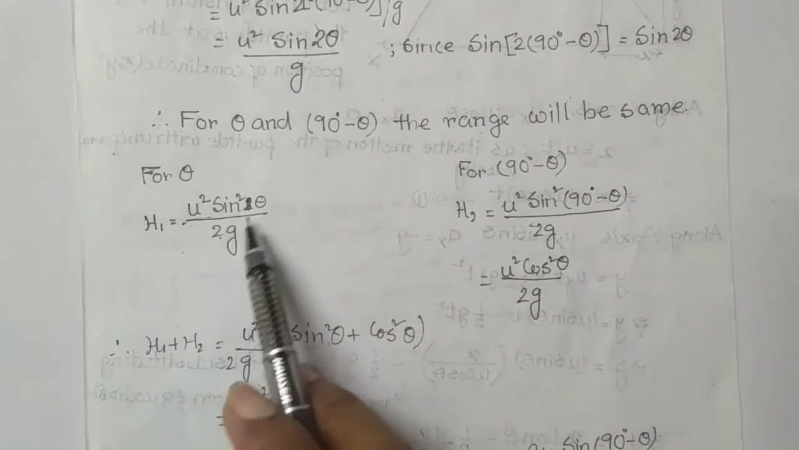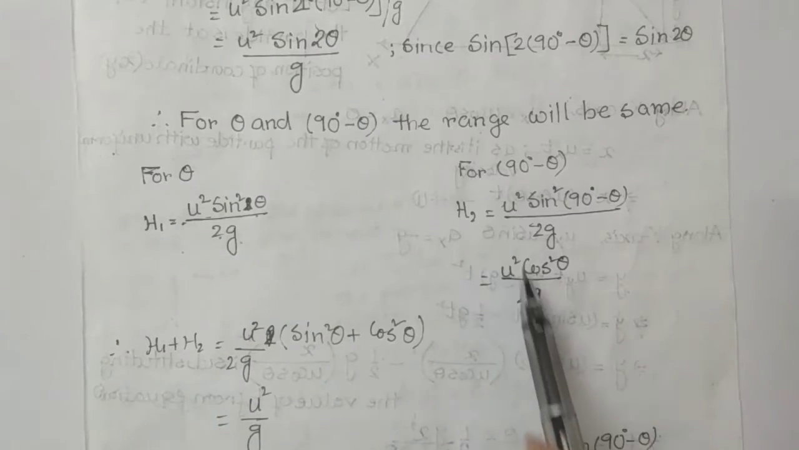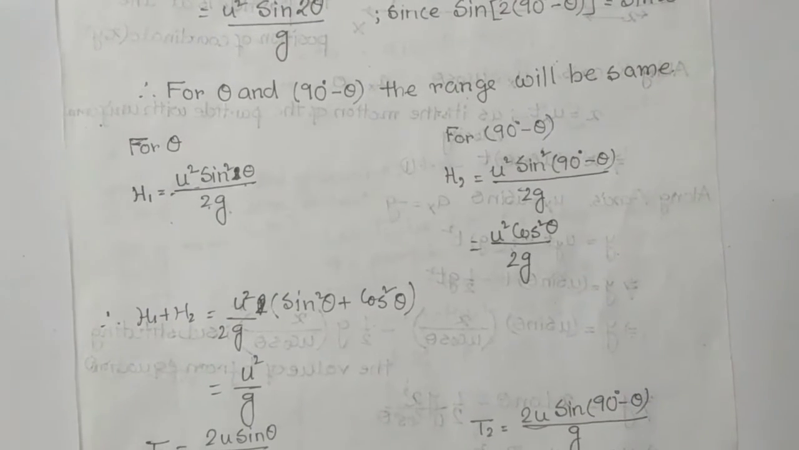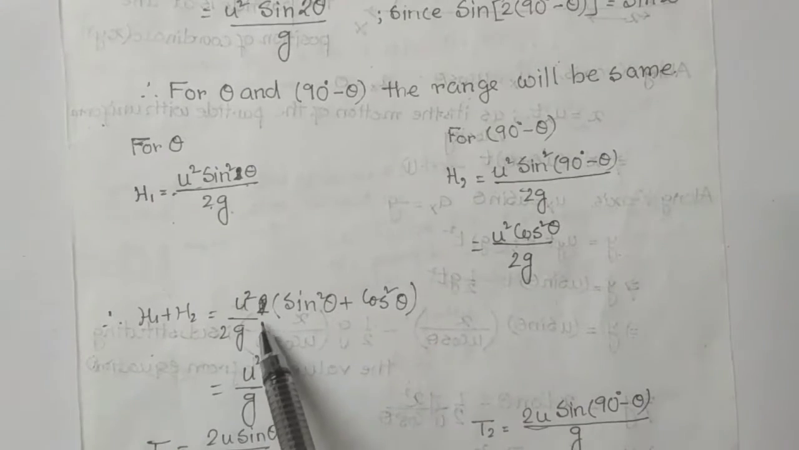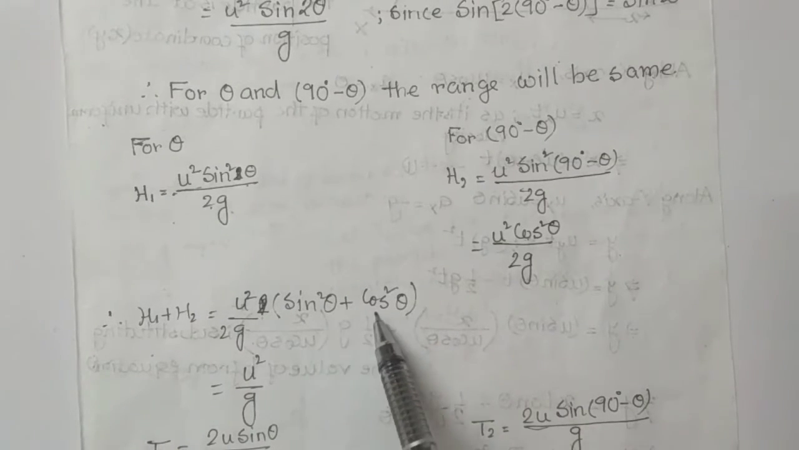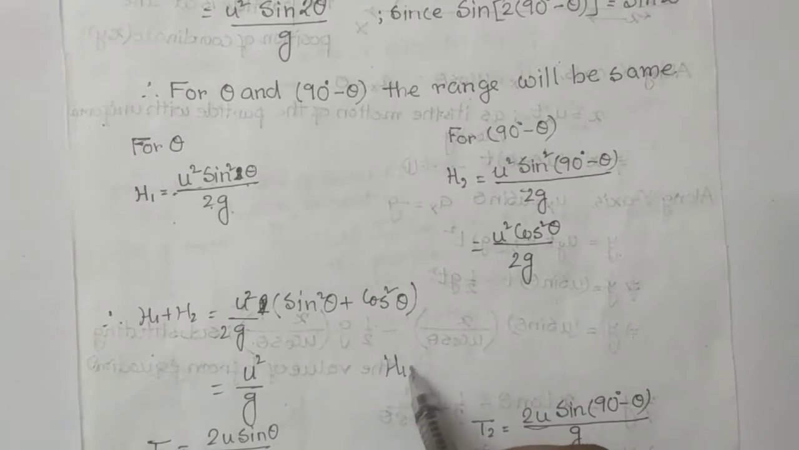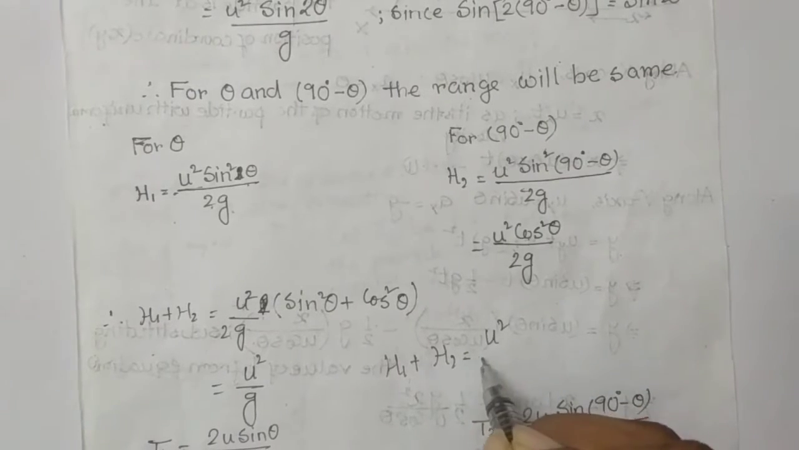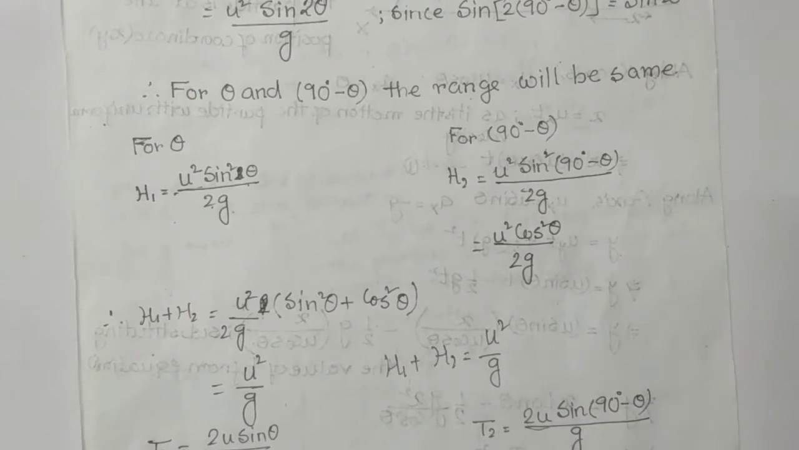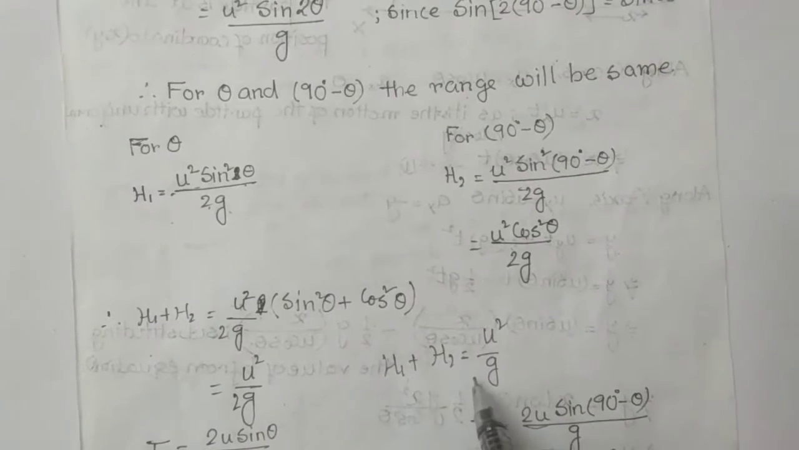Just see, h1 equals u square sine square theta divided by 2g. And for 90 degree minus theta, it is u square cos square theta divided by 2g. So the mathematics allows us, if I add h1 plus h2, then it will be u square divided by 2g times sine square plus cos square theta, which equals u square by 2g. So from here we can write h1 plus h2 equals u square divided by 2g.